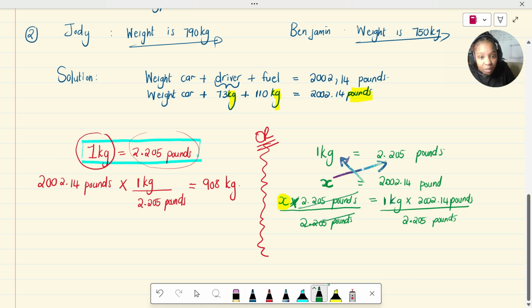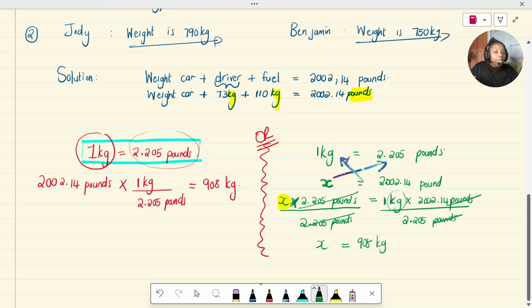So this cancels with this. X is equal to, the pounds cancel with the pounds. Then it's just going to be 1 times 2002.14 divided by 2.205, and your answer is 908. The kg hasn't cancelled, it's kg.